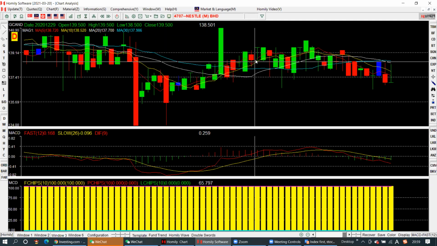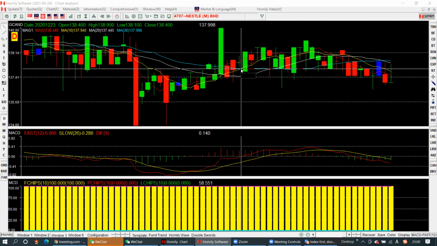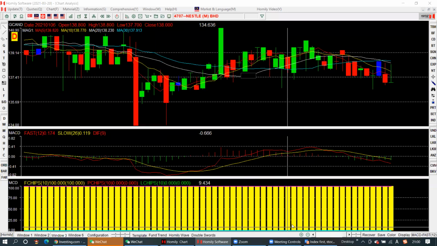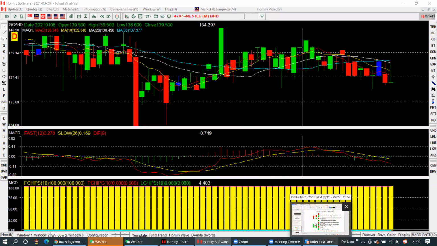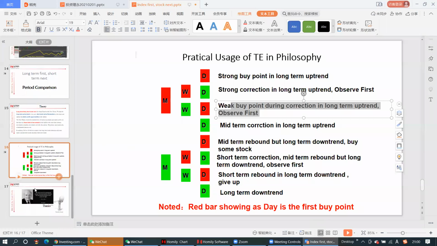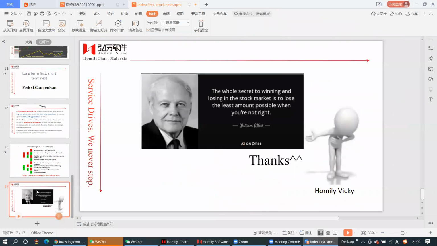To use the ARBR indicator, what does ARBR mean? Okay, let's stop today.